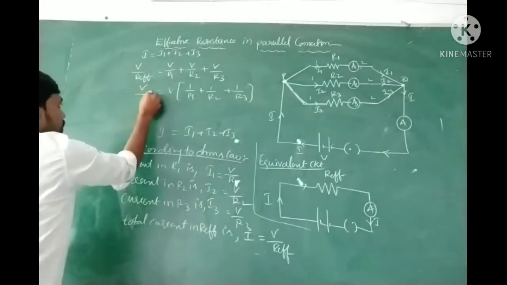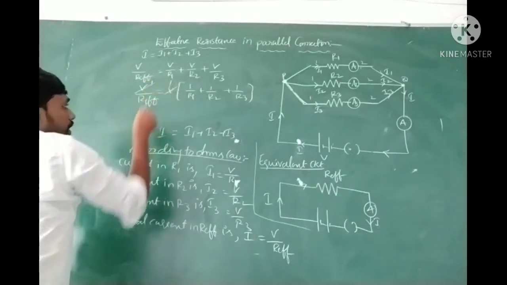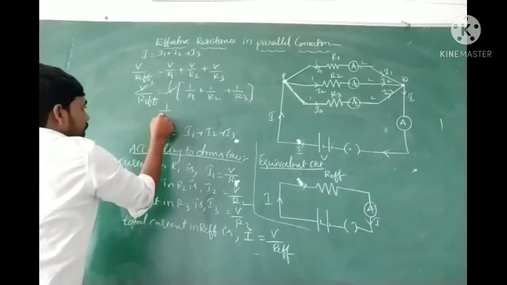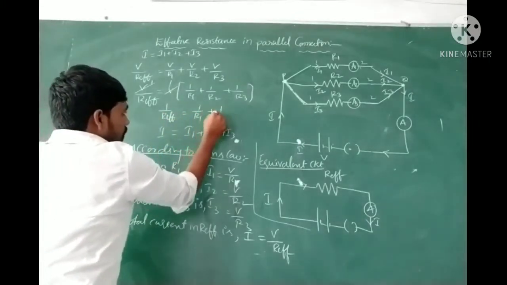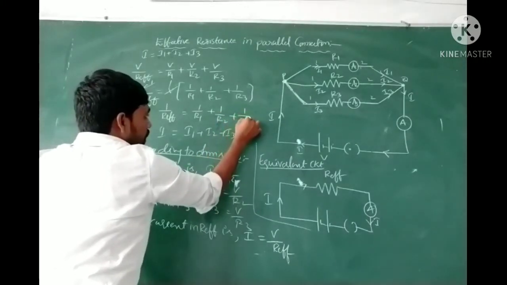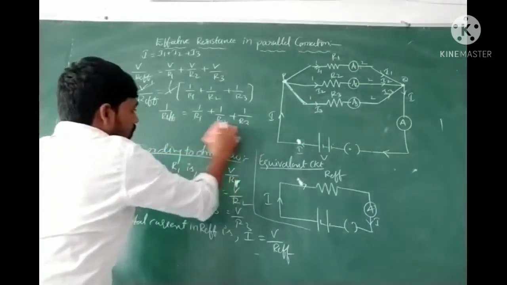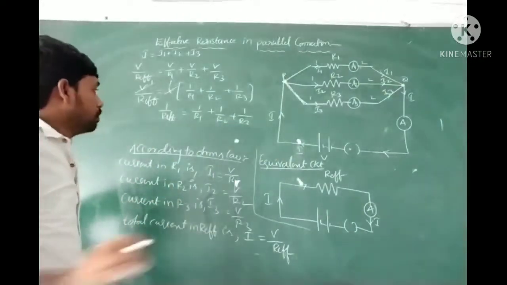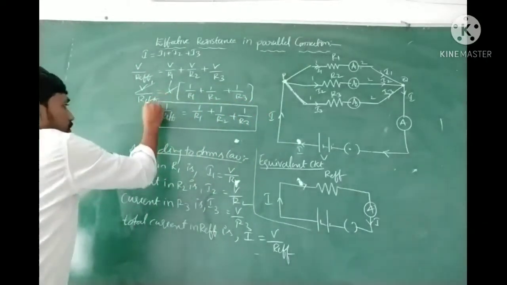So here this is V by R effective. V is cancelled one time. Then we get 1 by R effective is equal to 1 by R1 plus 1 by R2 plus 1 by R3. So this is nothing but the effective resistance when the three resistors are connected in a parallel connection.